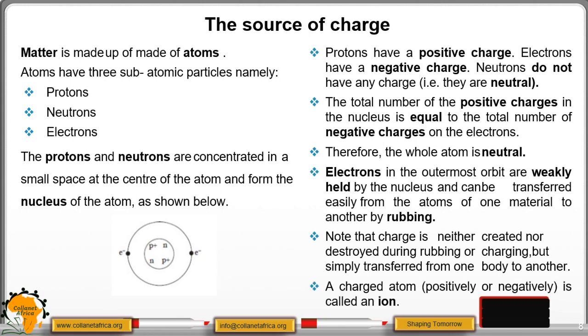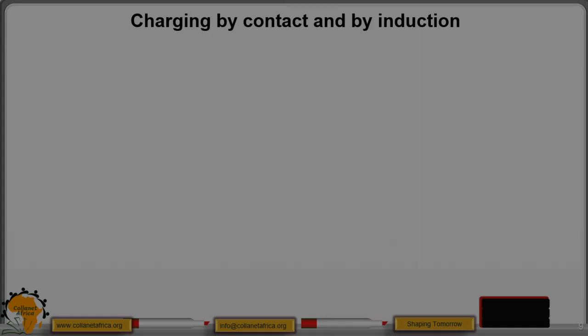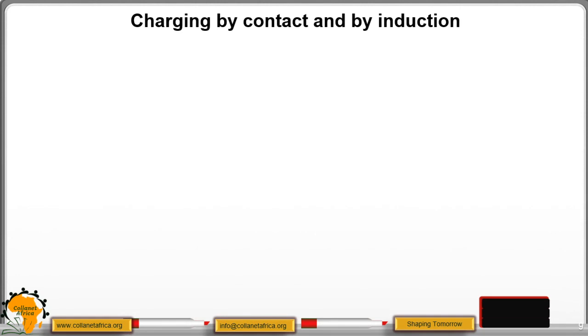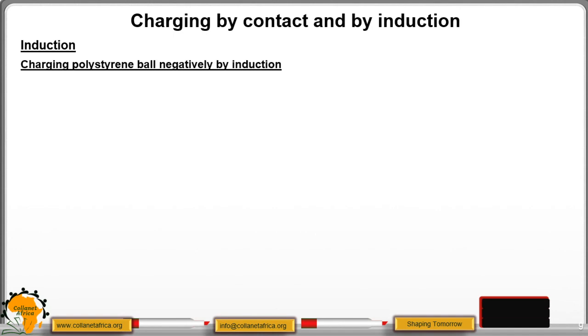A charged atom, whether it is positively or negatively charged, is called an ion. So when an atom loses electrons, or when it gains electrons, it becomes charged, and therefore we call it an ion. Then from there we move to charging by contact and by induction. We start with induction, and we want to charge a polystyrene ball negatively by induction.